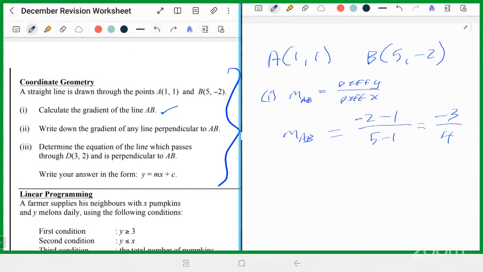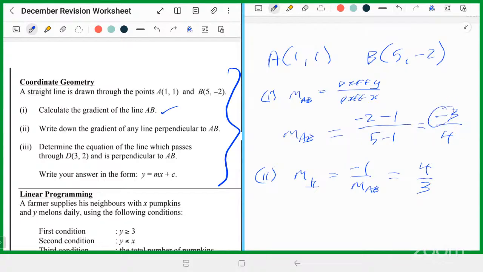Next part says write down the gradient of any line perpendicular to AB. A perpendicular line to AB has a negative reciprocal gradient. So the gradient of a perpendicular line is minus 1 over the gradient of AB. You get that by flipping this and changing the sign. So flip the 3 over 4, get 4 over 3, and then change this negative to a positive. So positive 4 over 3 is the gradient of that line.